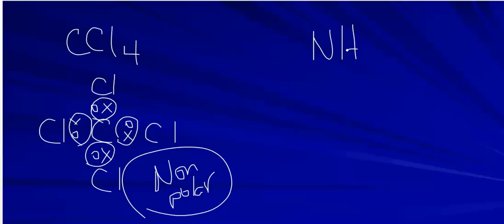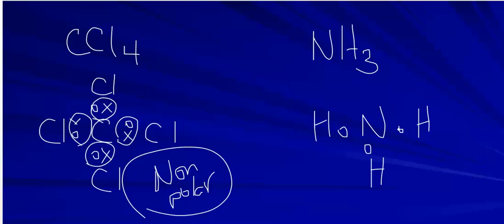Okay, NH3. Again, draw the structure. Nitrogen has 5. If there are lone pairs around the central atom, and there's a lone pair right there, an unshared pair, it is polar. There are two exceptions, but this is not one of the exceptions. This is not the square planar or the linear. This is a trigonal pyramidal. So this has lone pairs. It is polar.